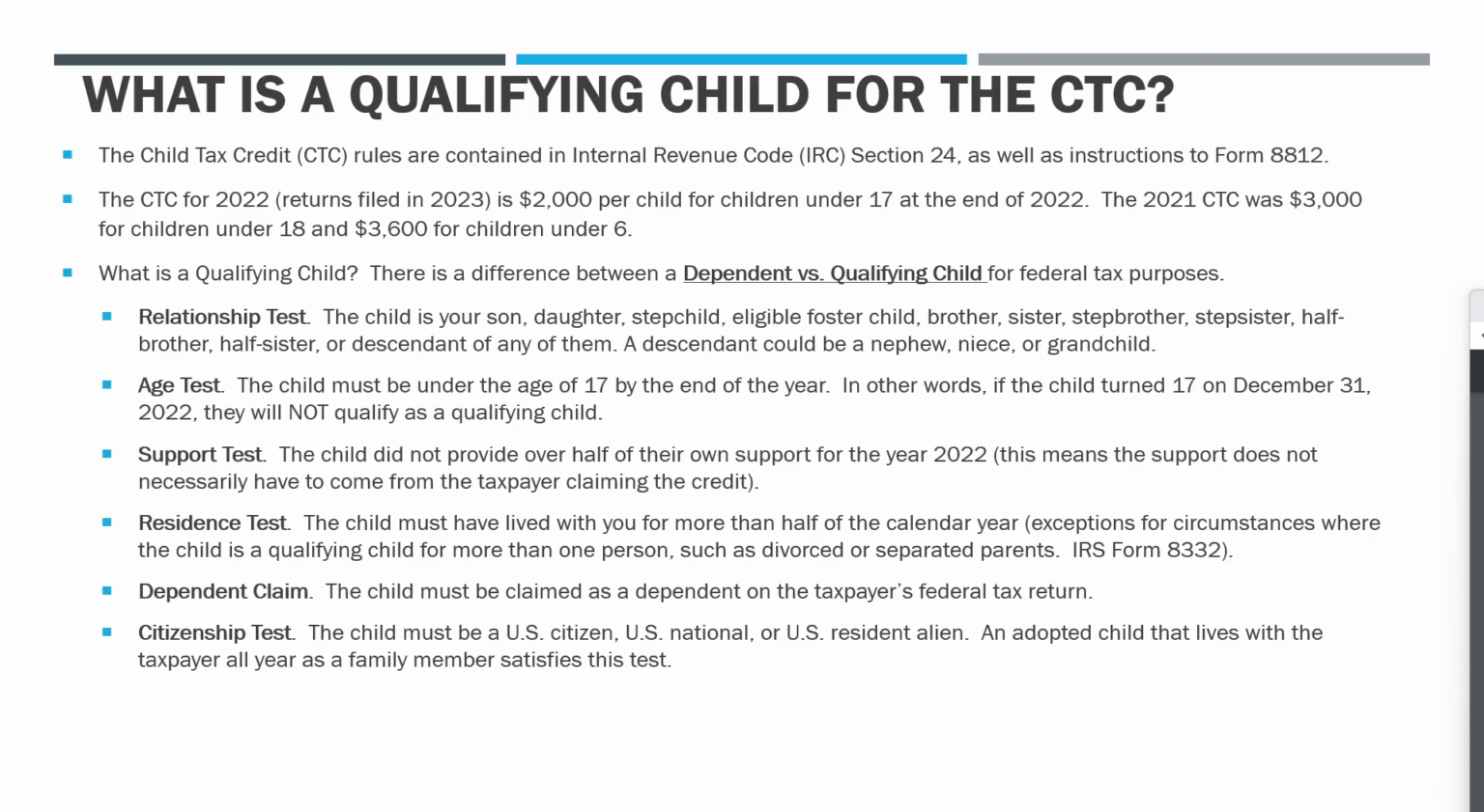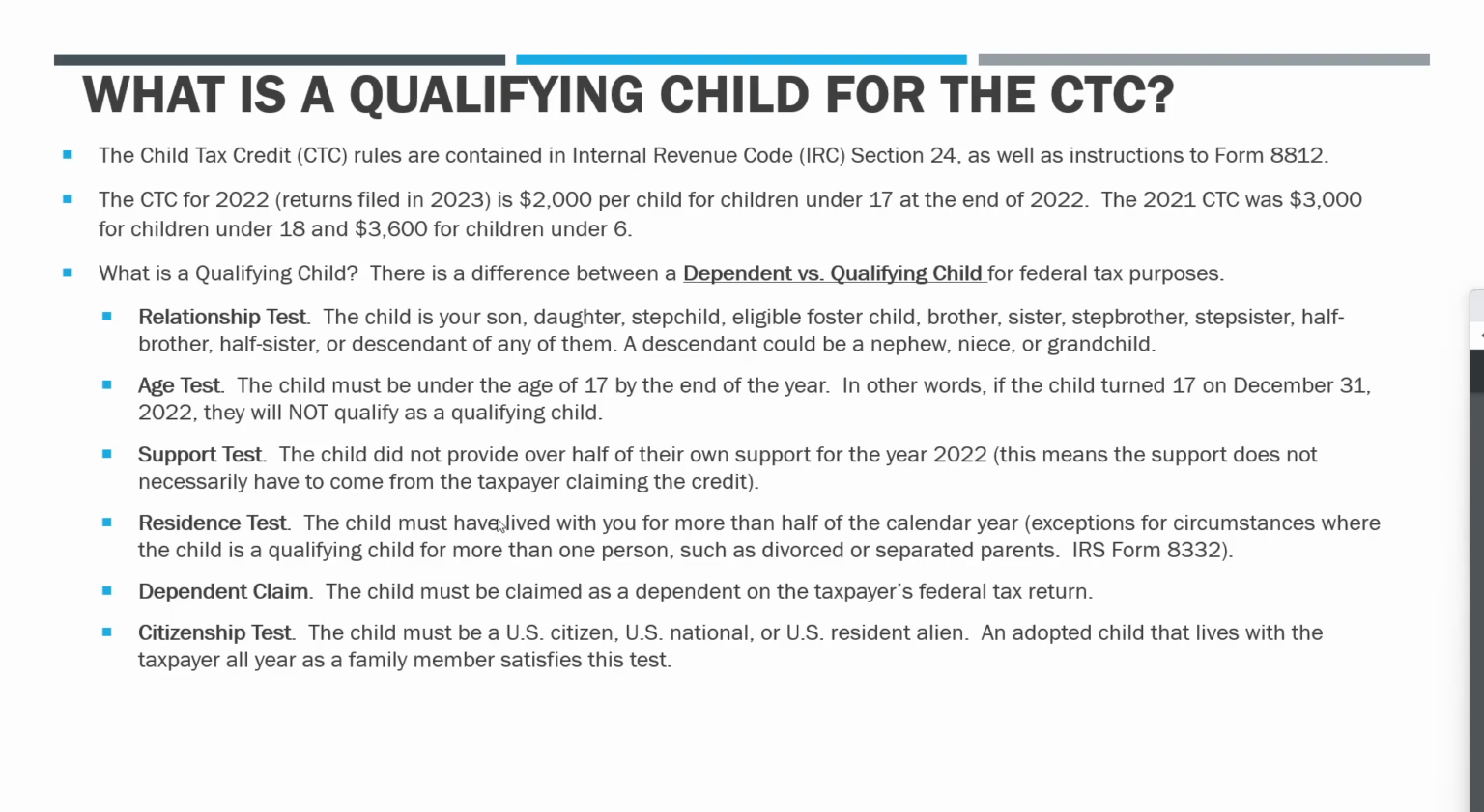So the support could come from another parent. It can come from another relative. That's fine, and you could still potentially claim them as a dependent and claim the child tax credit. The support just can't come from their own means. So the child can't be working, let's say, and providing more than half of their own support.